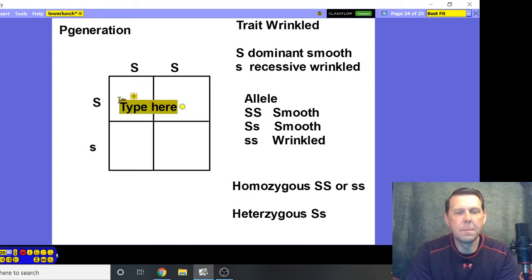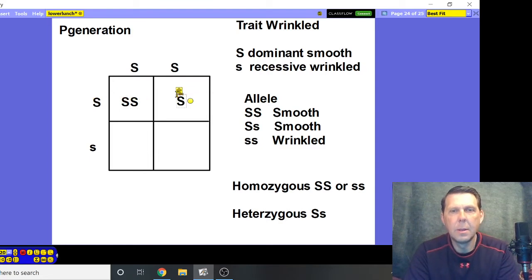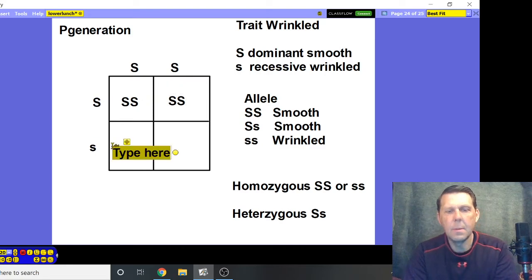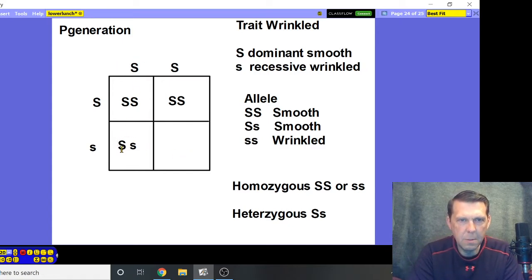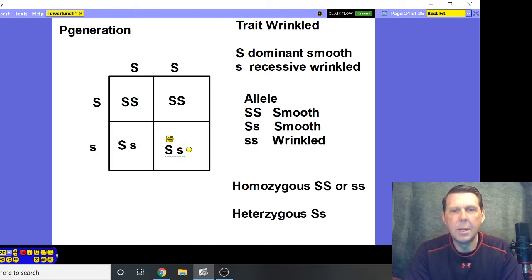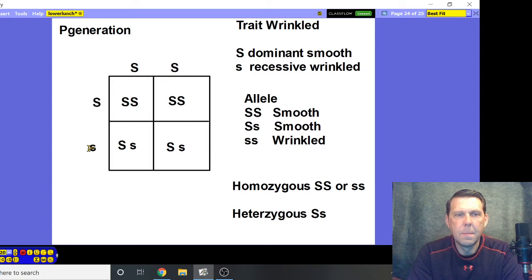So let's run our square. S. How did we get that? Genetic information from mom, genetic information from dad. SS here. Genetic information from mom, genetic information from dad. SS here, genetic information from mom and from dad, and genetic information from there. One from mom, one from dad.